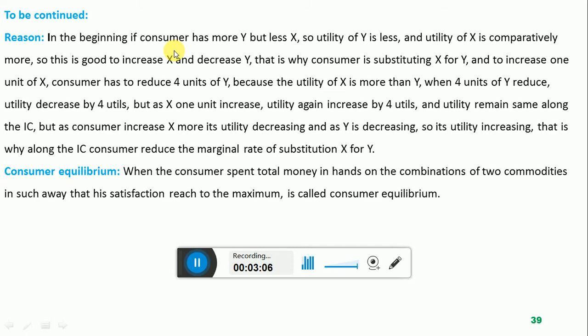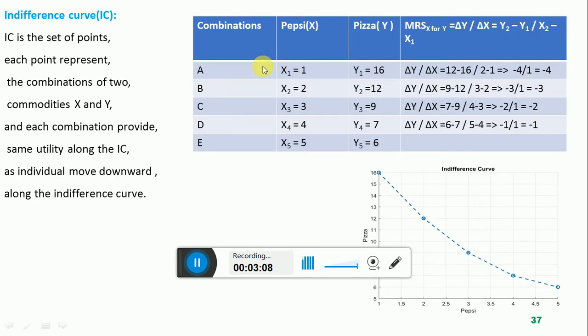Let me take you to the data table. This is the first combination, where the football player purchases 1 Pepsi and 16 pizzas. At this point, pizza is more in quantity. The football player does not need more pizza. Marginal utility per unit of pizza is very small, but Pepsi is very small in quantity, so marginal utility per unit of Pepsi is very high. That is why the consumer wants to replace pizza with Pepsi, and he jumps from the first combination A, 1 and 16, to the second combination B, which is 2 and 12.